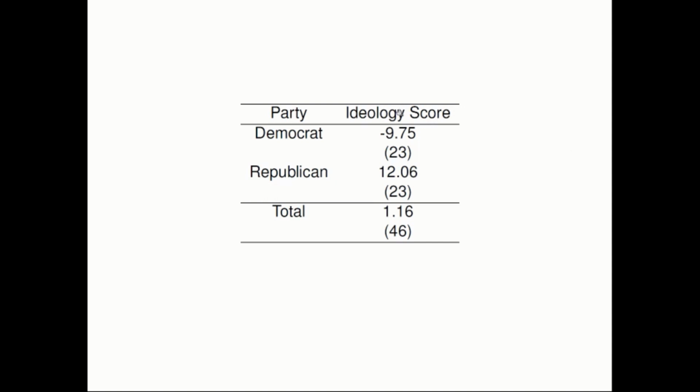of the independent variable. So Democrats had a mean ideological score of negative 9.75, and there were 23 observations for Democrats. And Republicans had a mean ideological score of 12.06, and there were 23 observations for Republicans. The overall mean for all observations for Democrats and Republicans was 1.16, and there were 46 observations overall.